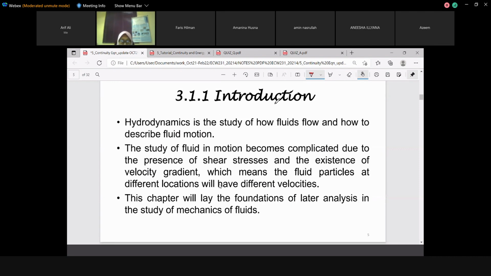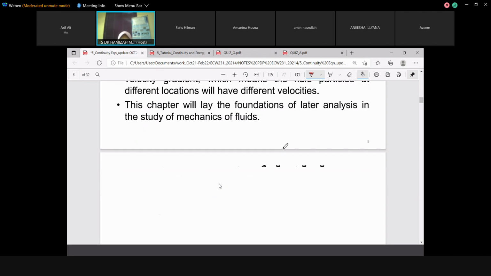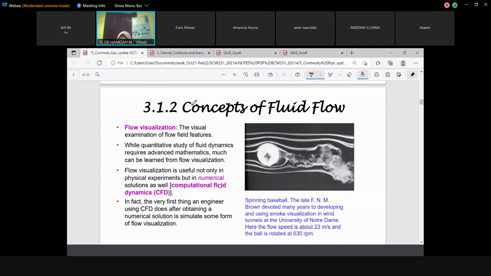Okay, so the introductions, you can go through again the video. This is on the definitions. So tadi kawan awak tak faham on the flow visualizations. This one is the visual examinations of flow field features. Maksudnya tadi saya cakap bila laminar dengan turbulent, you can also determine using the Reynolds number. Okay, so instead of that, it also can be represented by the flow visualizations. Okay, it can be determined by the picture lah. Tu maksud dia flow visualizations.